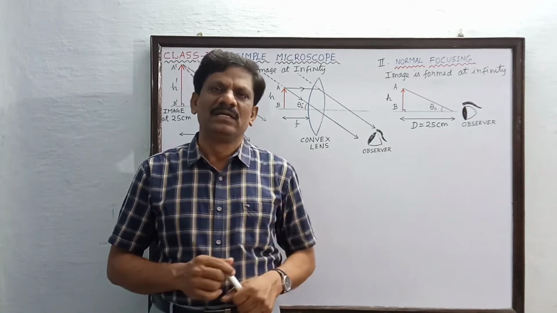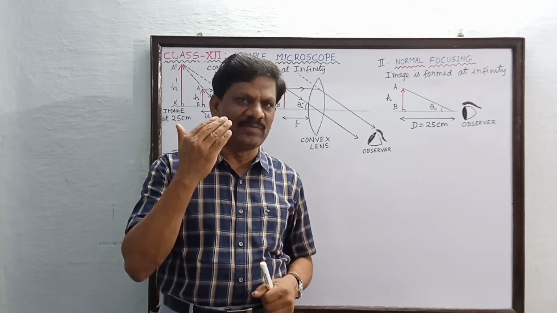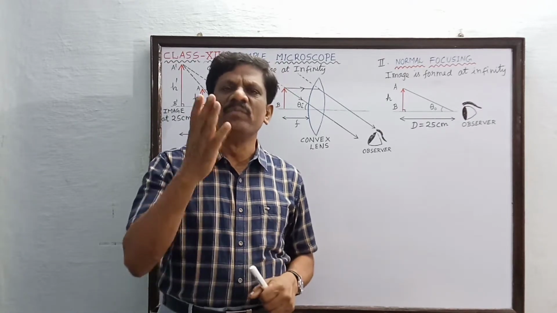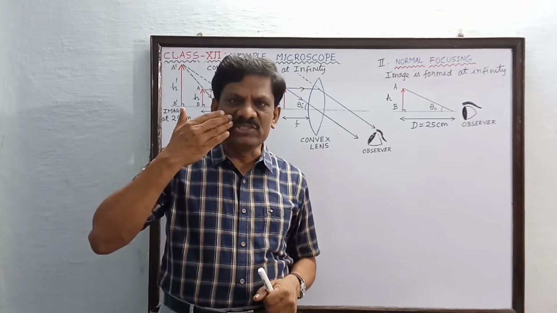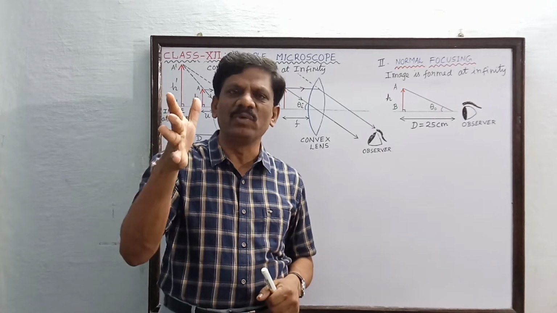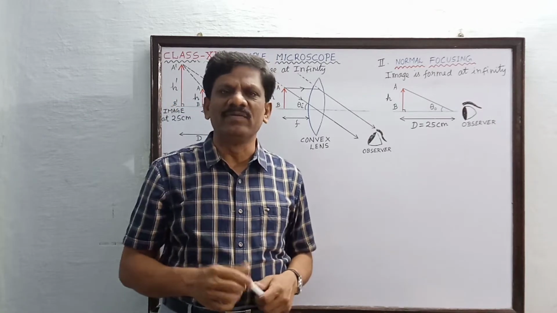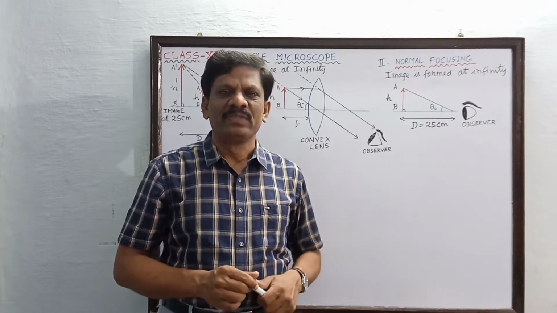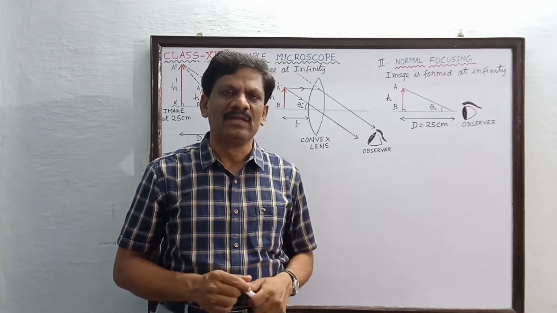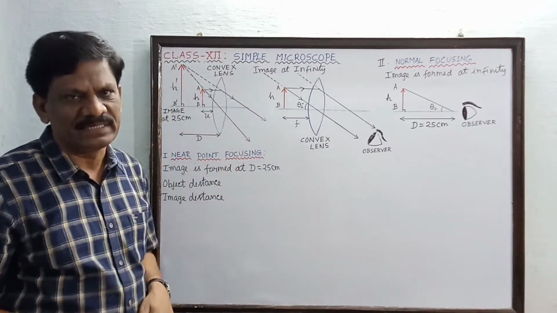Before that, our human eyes have two points called the near point and the far point. What do you mean by near point? It is the shortest distance from the human eye, which is at 25 centimeter. Any object kept at that point will be clearly visible to us. Similarly, what is the far point of the human eye? It is infinity. So the first type of focusing we are going to take is near point focusing.